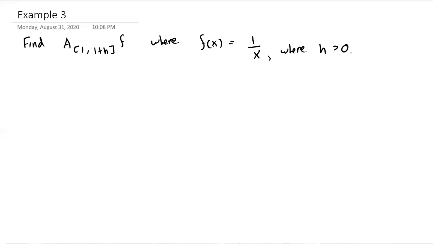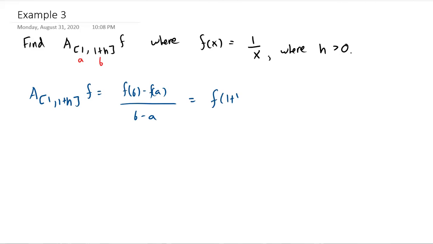But let's go ahead and do this. Again, we know what the formula is. This is f of b minus f of a over b minus a. Again, a is always the left endpoint, so a is equal to 1. B is the right endpoint of the interval, which is 1 plus h. So let's simplify this. This is going to be f of b, that's f of 1 plus h, minus f of a, that's f of 1, all over b minus a. B is 1 plus h, minus a, which is 1.